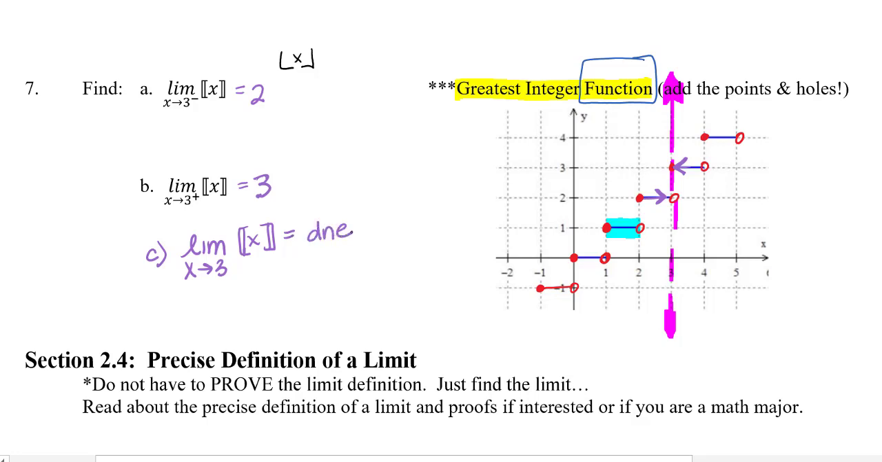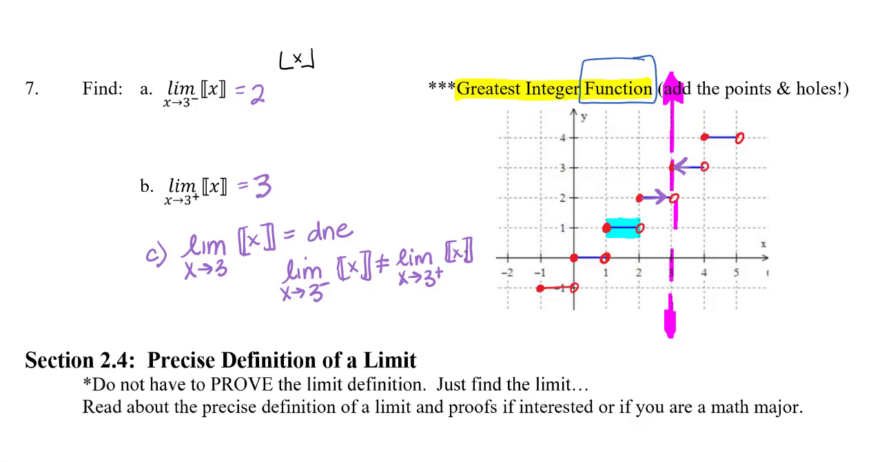Hopefully you would say DNE, because the limit as x approaches 3 from the left of my function, and I can call it out, I should say greatest integer function here, does not equal the limit as x approaches 3 from the right of this function. So the one-sided limits are not the same, therefore that limit cannot exist. So I hope that helps.